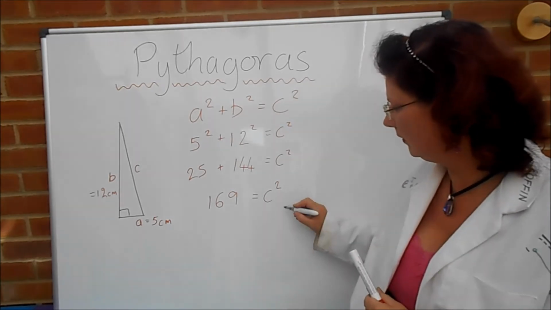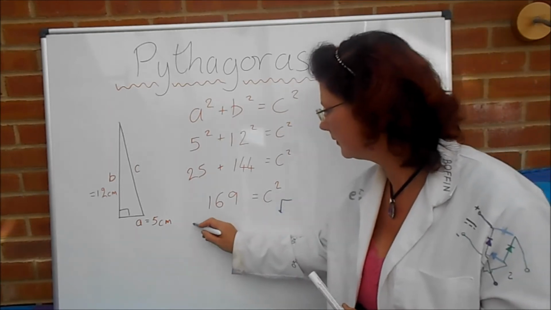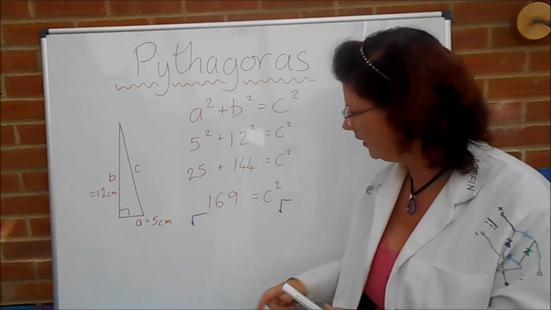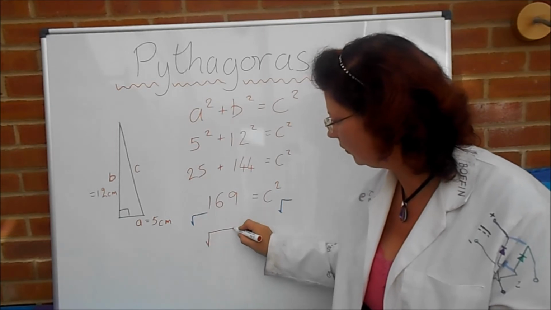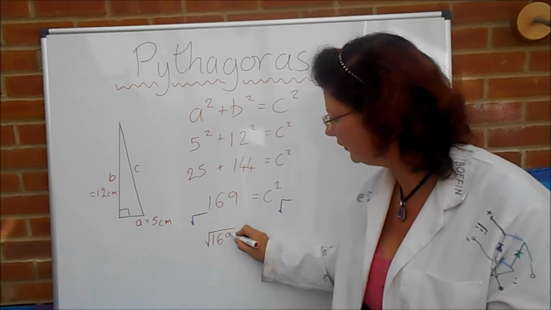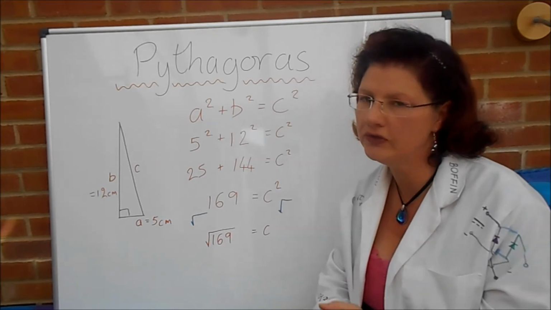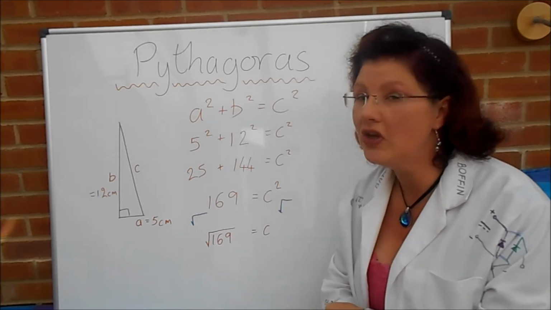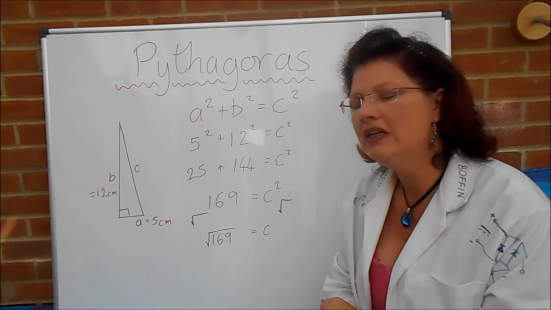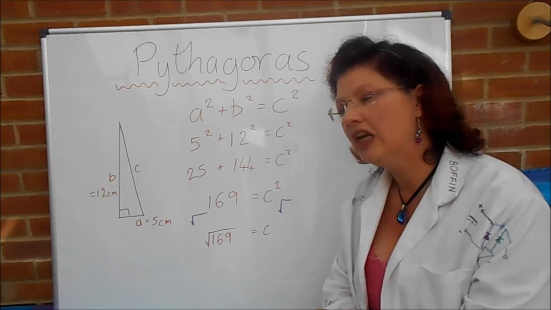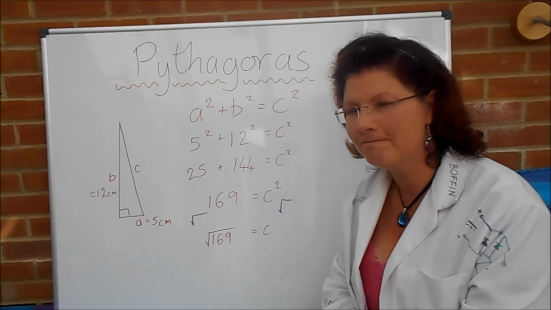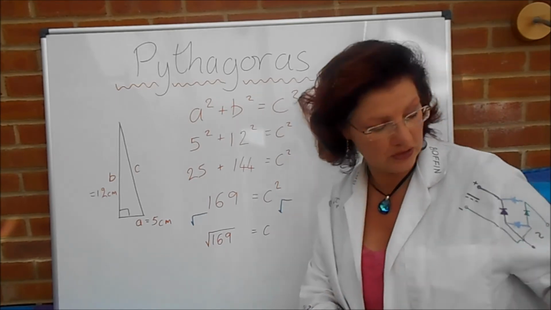What we're going to do, we need to square root both sides. And when we do, we get the square root of 169 is C. We need the square root of 169. Please don't halve it, that's not the same thing. You need the number that when you square it, you get 169. Right, that could be a bit tricky.